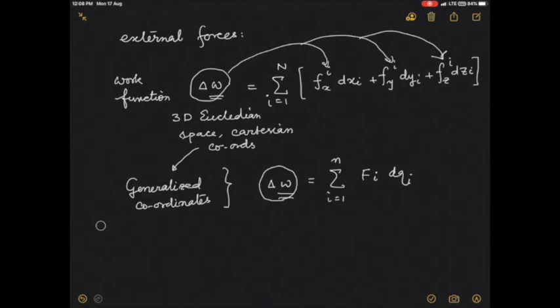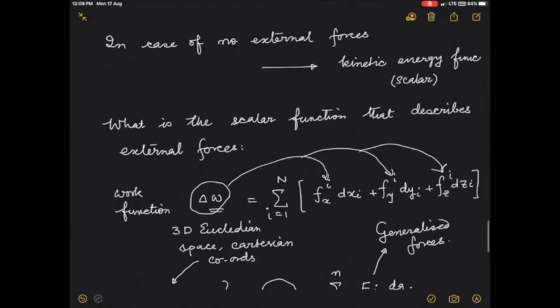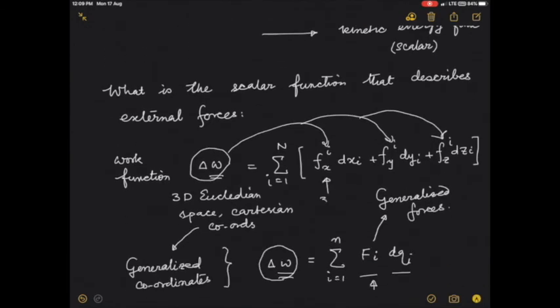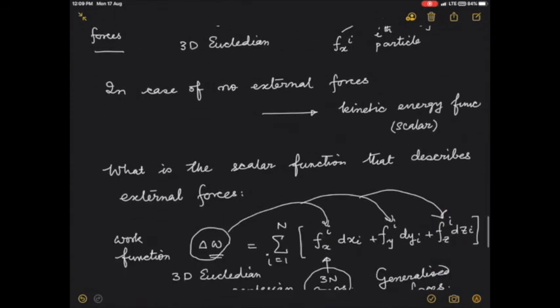What I do is that I define the work function again as dqi times some fi, and this fi I call the generalized force. So what are these fi? Now you realize that this has n components, while the original had 3n components. So these are 3n forces, as we had written down here.